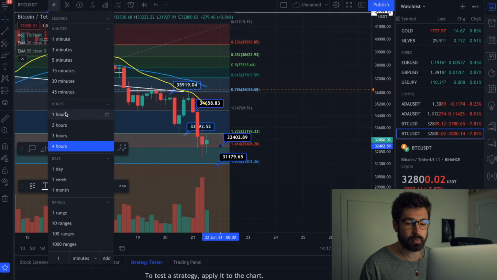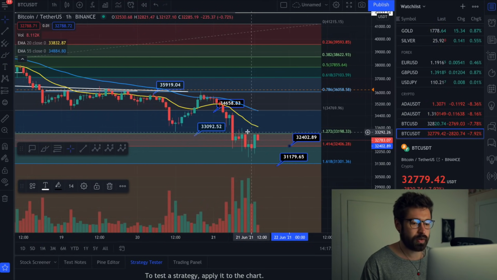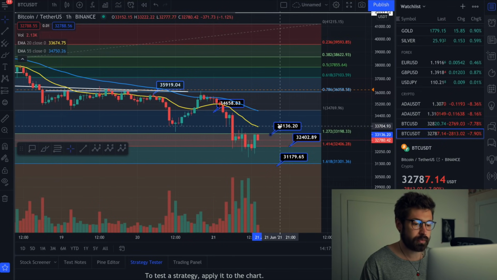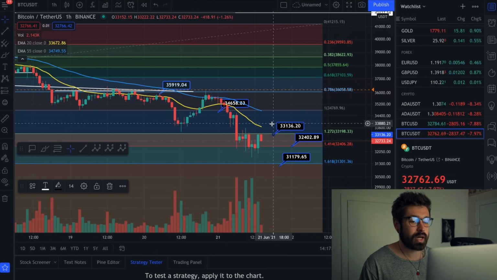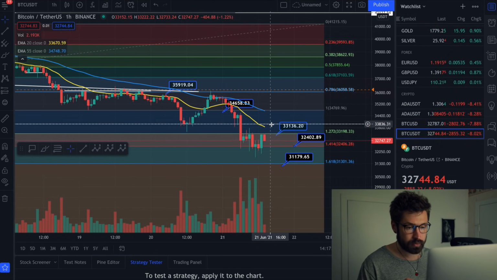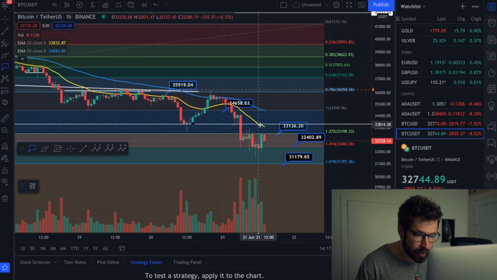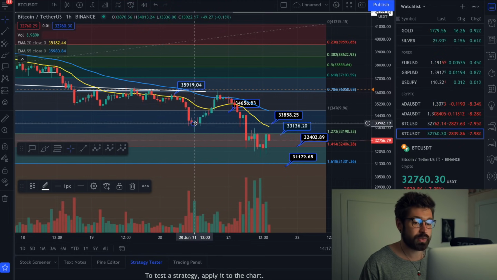We'll quickly pop it open onto the 1-hour chart here. So you see we're finding some resistance here on the 1.272 at about 33.136. So if we do break through that level, then we would have some resistance here as well. Drop it in at about 33.858. We'd most likely see some resistance as well.